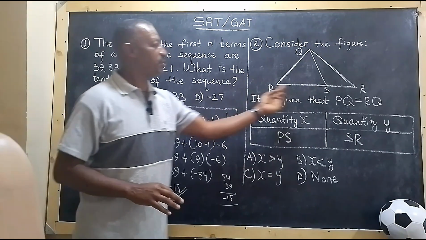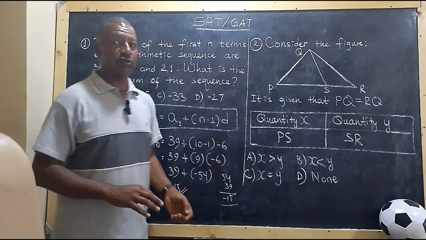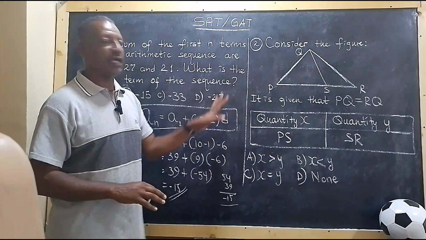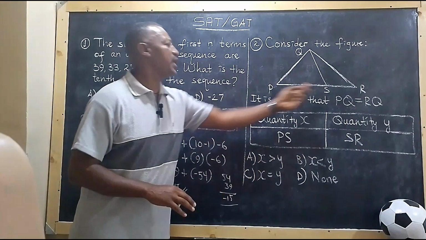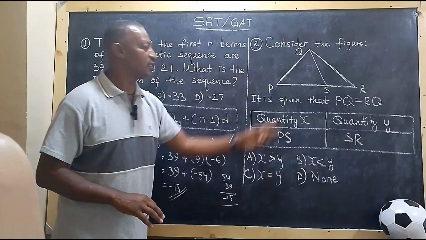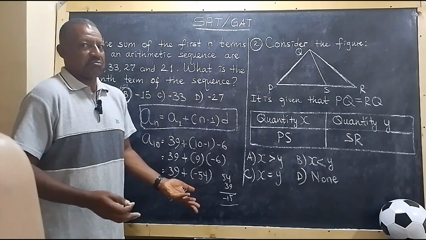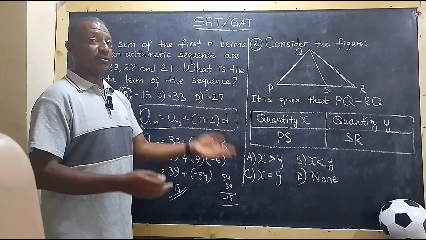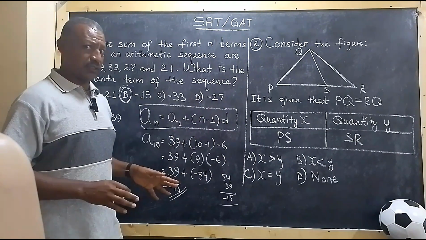Because as you can see here, PS is greater than SR. So a student who does not read any instruction can just say that PS is greater than SR, X is greater than Y. This is for you to be distracted, so don't be distracted.